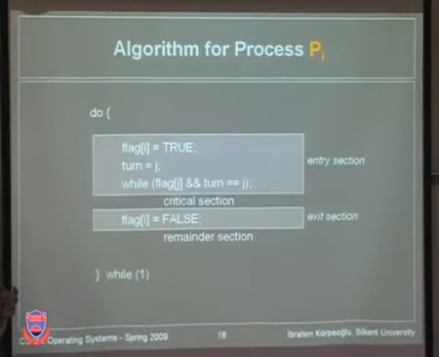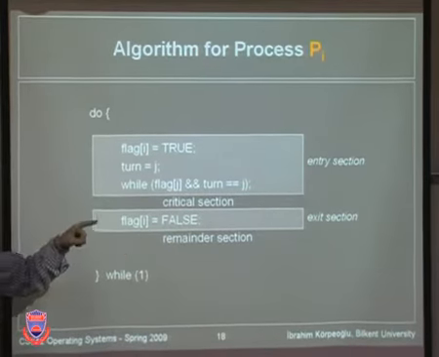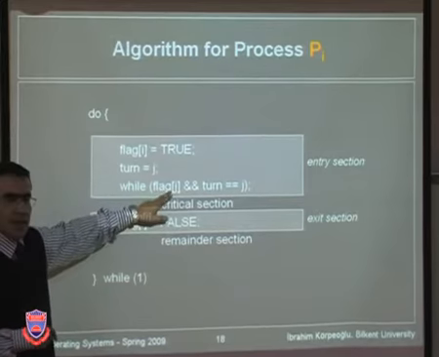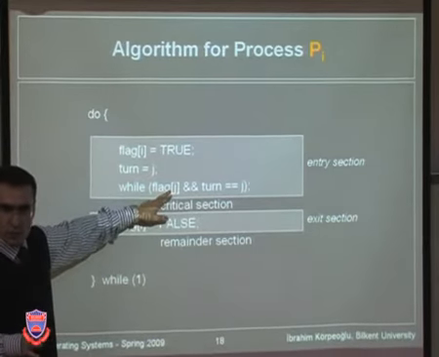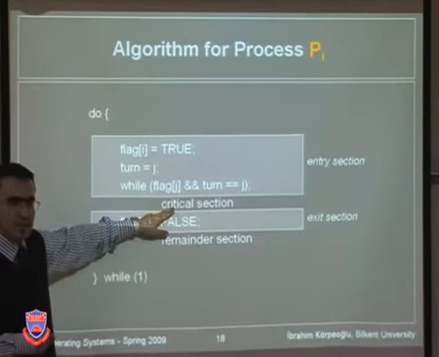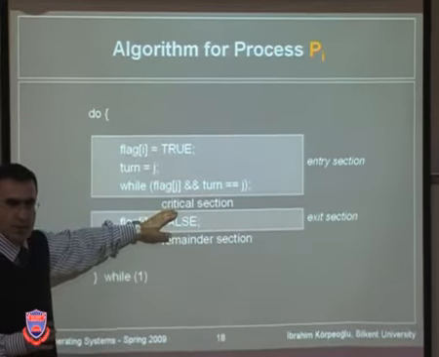So now let's look at this. If I want to enter the critical section and the other process doesn't want to enter the critical section, then flag J will be false for the other process, so I will be entering the critical section, no problem, right? So this allows me to enter the critical section.